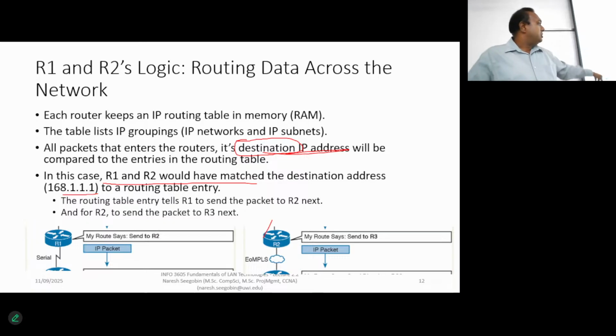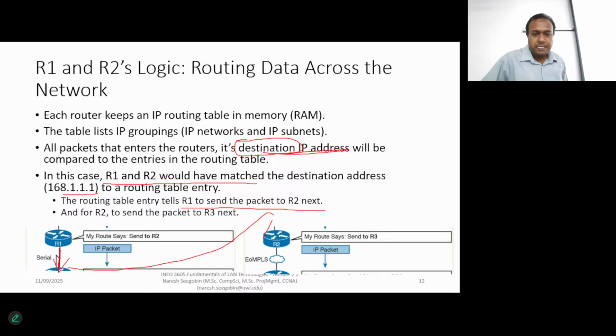So it's going to match. It tells R1, in this case, to send the packet to R2 next. It's going through this link on the left-hand side, and this is R2 on that side. That's where it's going to go. So let me just run a next arrow here, going across. It's going to send it to the R2 router, and it's going to do the same operation.